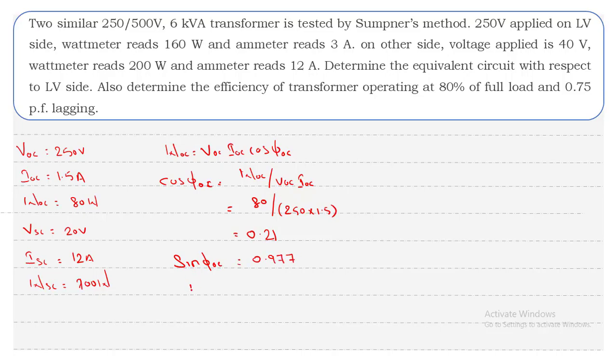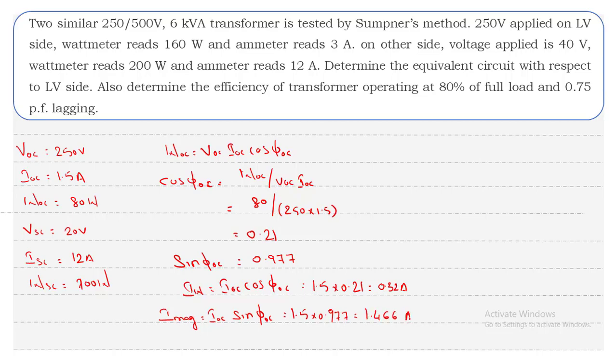Now get the value of IW, and we know that IW is equal to IOC into cos phi OC. IOC is 1.5 and cos phi OC is 0.21. Hence, IW is equal to 0.32 amperes. Get the value of magnetizing current. I magnetizing is equal to IOC into sin phi OC, that is equal to 1.5 into 0.977, that is equal to 1.466 amperes.